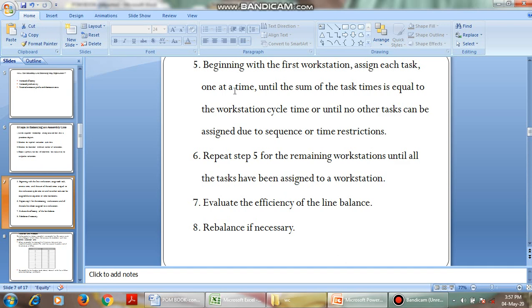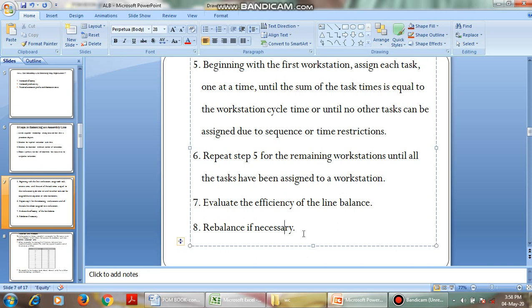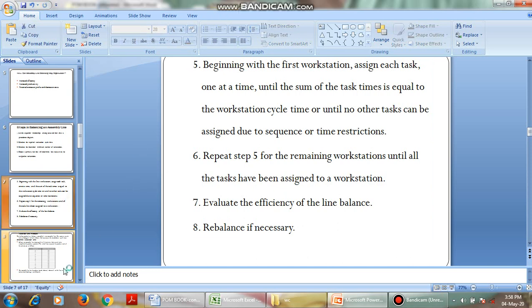Then begin with the first workstation and assign each task one at a time until the sum of the task times equals the workstation cycle time, or until no other task can be assigned due to the sequence or time restrictions. Repeat these steps and evaluate the efficiency of the line balance, and rebalance if needed. See, all these 8 steps we can simply understand with a problem.